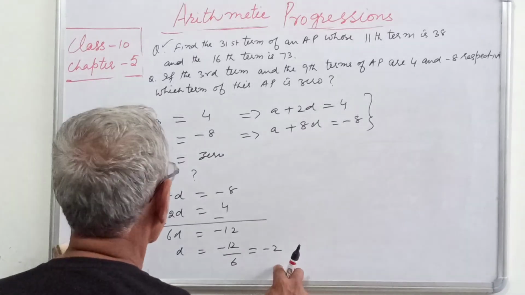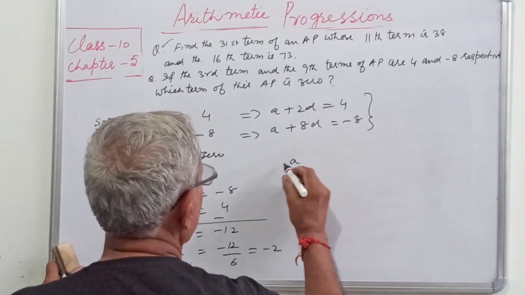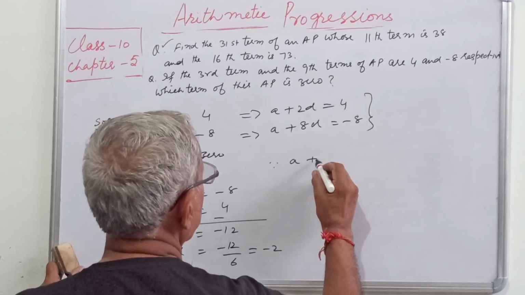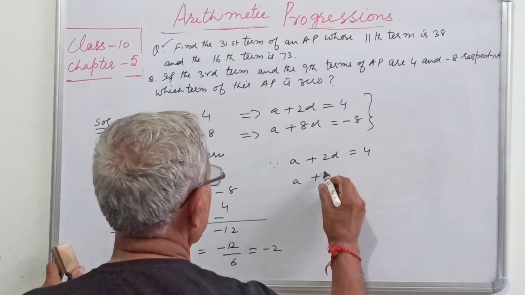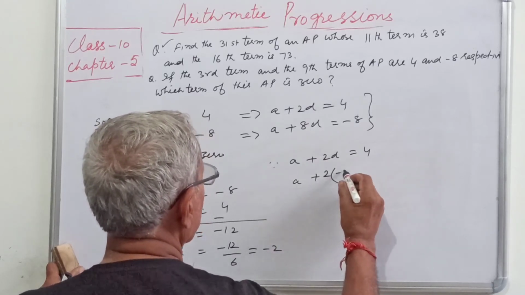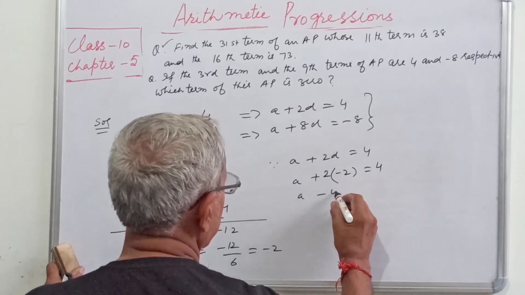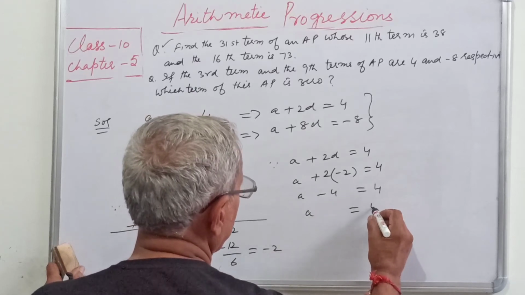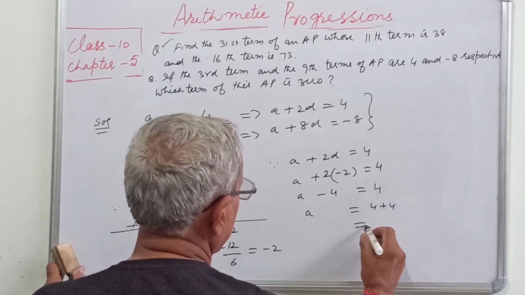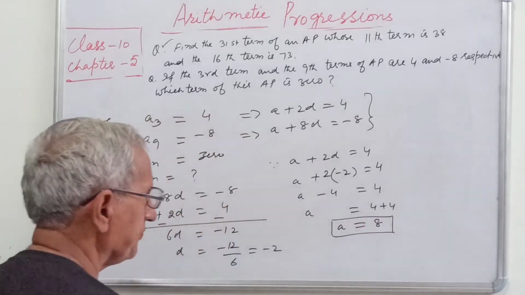Now we will put this value of d in this equation. Since A plus 2D is equal to 4, A plus 2 into minus 2 is equal to 4. So A minus 4 is equal to 4. So A will be 4 plus 4, that is 8. The first term here is 8.